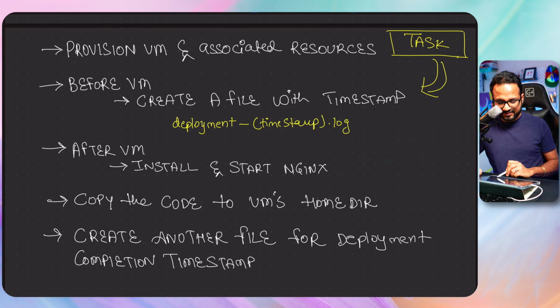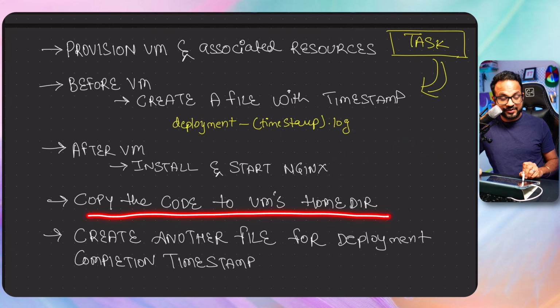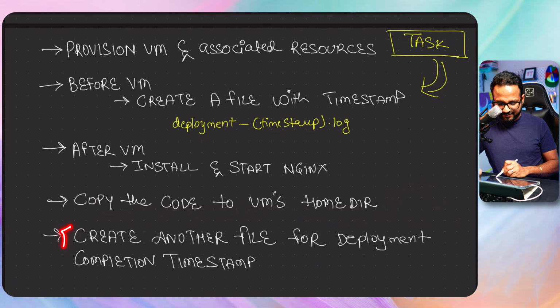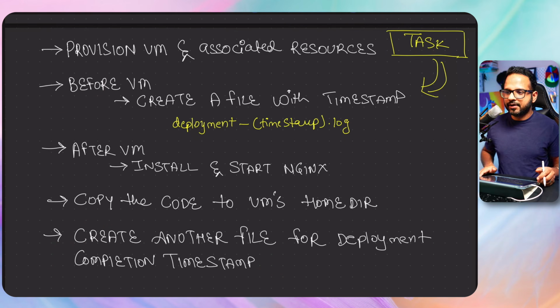Now the next is we'll be copying the code to the VM's home directory. So over here we'll be using a file provisioner. And then there is another step which says create another file for deployment with the completion timestamp. Just now we have created one file with the starting time of deployment, and another file for the completion timestamp. So this task I will leave it for you to do. The rest I will perform, and this is pretty similar to this task, so you can execute it by yourself.